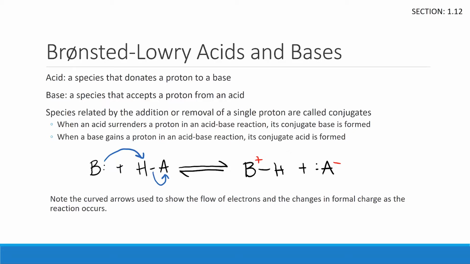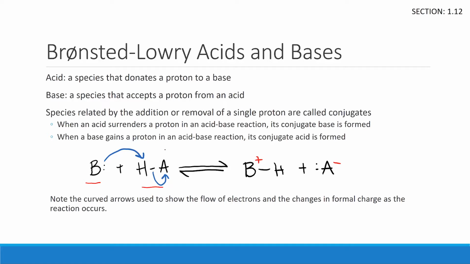So when an acid gives away a proton in the acid-base reaction, what's formed is called the conjugate base. So the acid, once it gives away its proton, forms a conjugate base. And when a base gains a proton, the new species is called its conjugate acid. So in this case, we have a base here, and our acid here. And their products are going to be their conjugate forms.